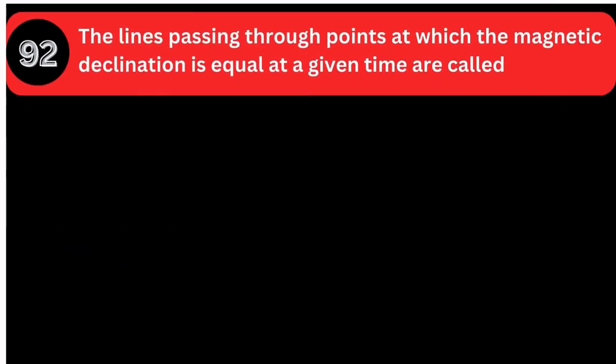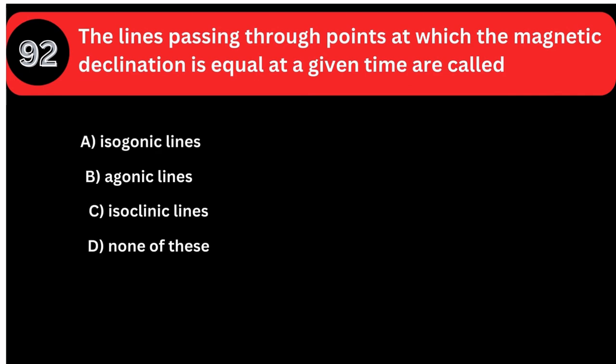The lines passing through points at which the magnetic declination is equal at a given time are called. Options: A. Isogonic lines. B. Agonic lines. C. Isoclinic lines. D. None of these. Answer: A. Isogonic lines.